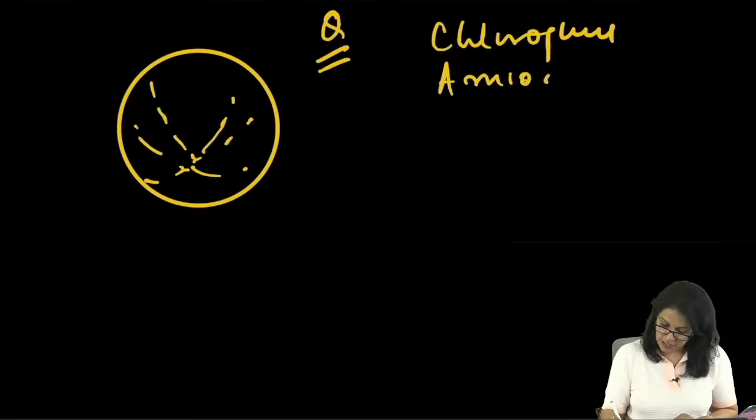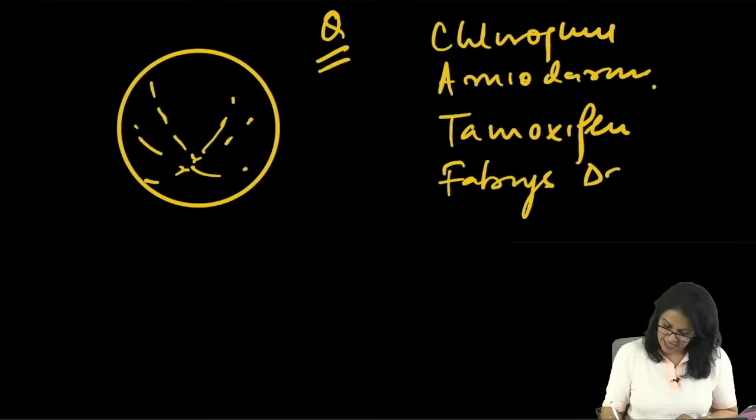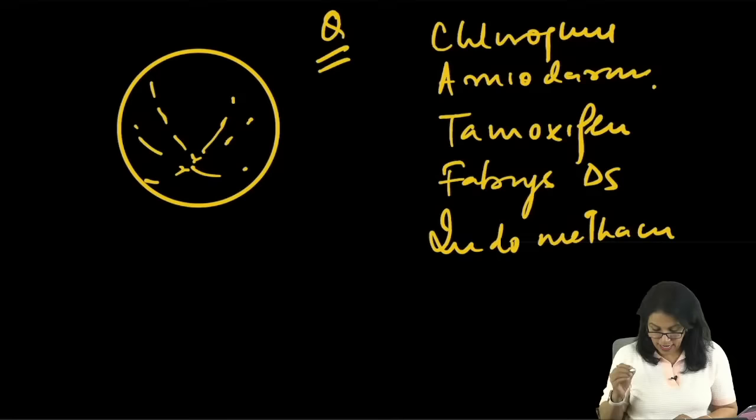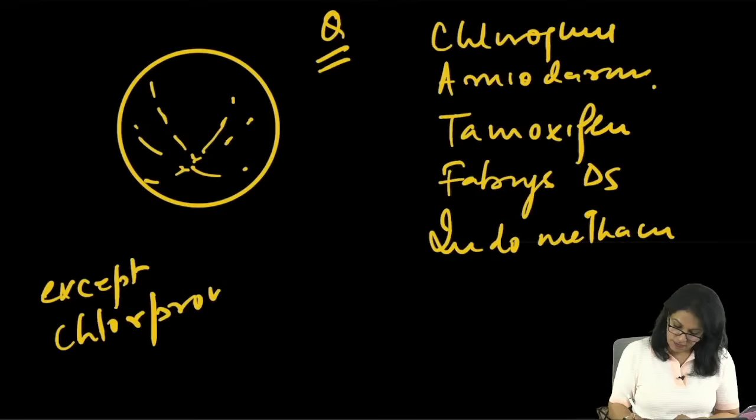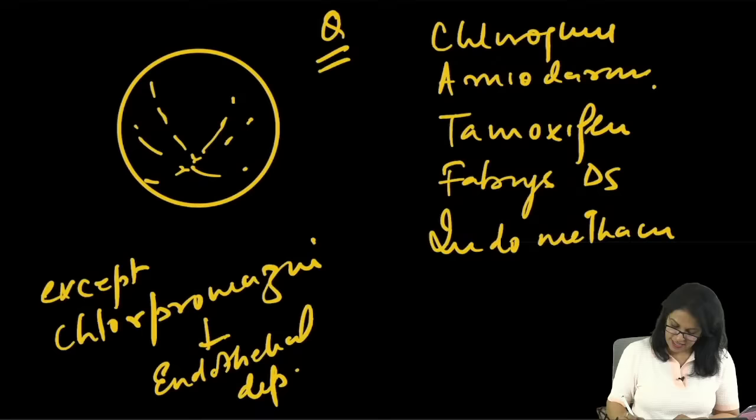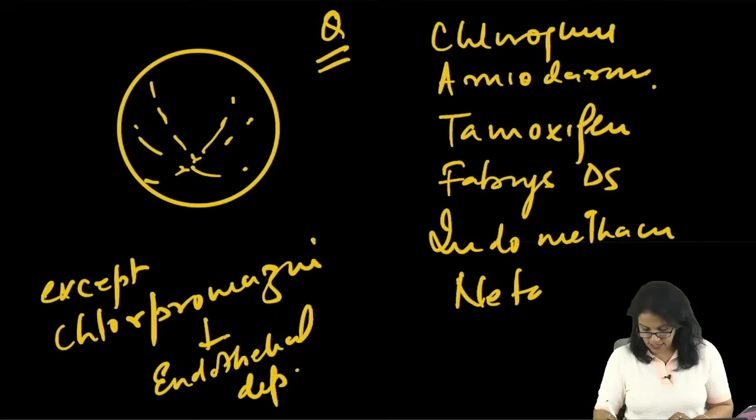Okay? Then tamoxifen, then Fabry's disease, then indomethacin. Hope you're writing with me. Okay? All these. And they had asked you all cause this except. So in the except, the answer was chlorpromazine. Why not chlorpromazine? Because this is mainly deposited on the endothelium. This is endothelial deposit, not epithelial. Okay? And which anti-glaucoma drug can cause this? We will put in the list netarsudil. Don't forget this.